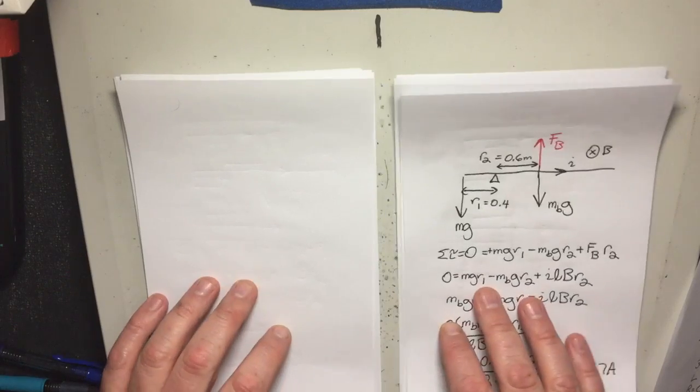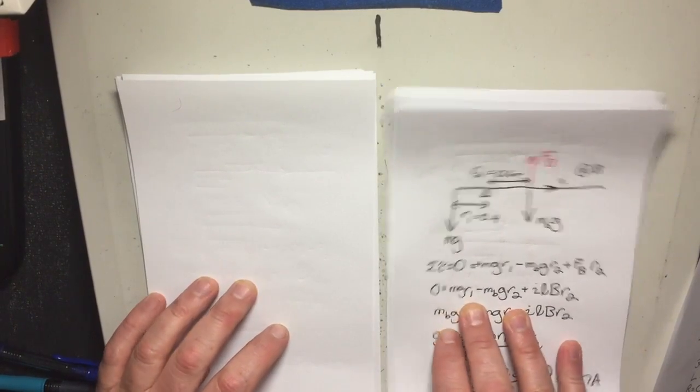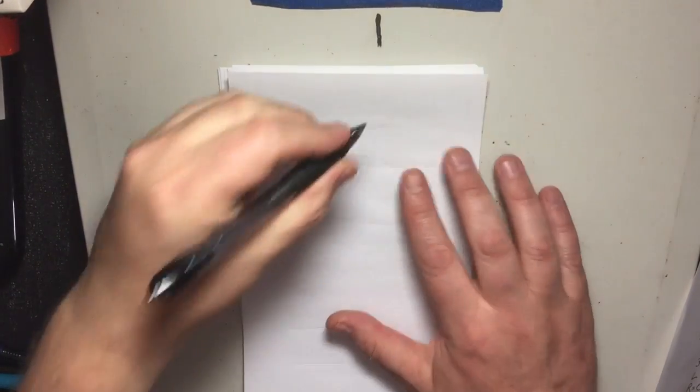Number 5 is a fun problem. Uh-oh, he said fun. This problem has history. This problem was given on a test. And let's talk about it.